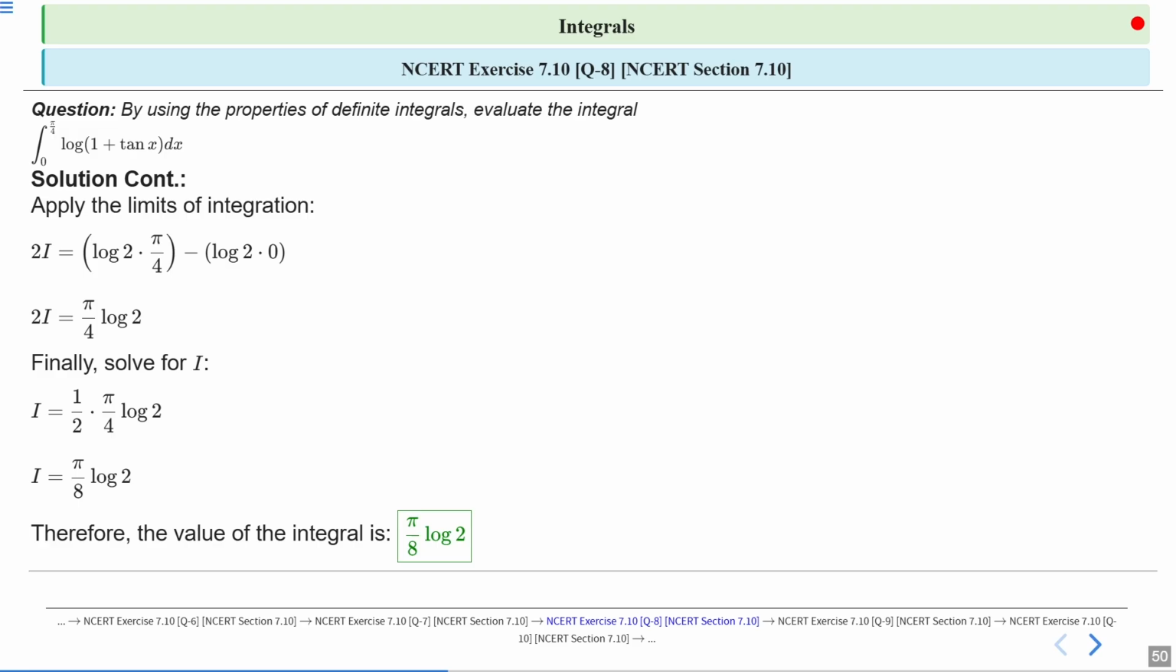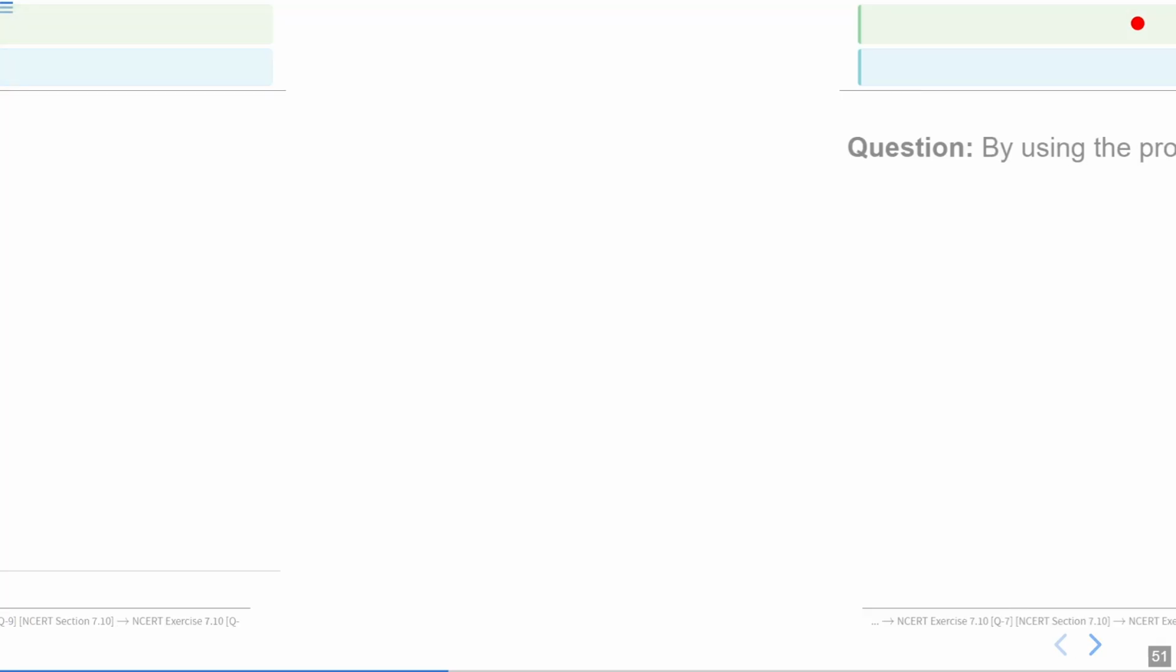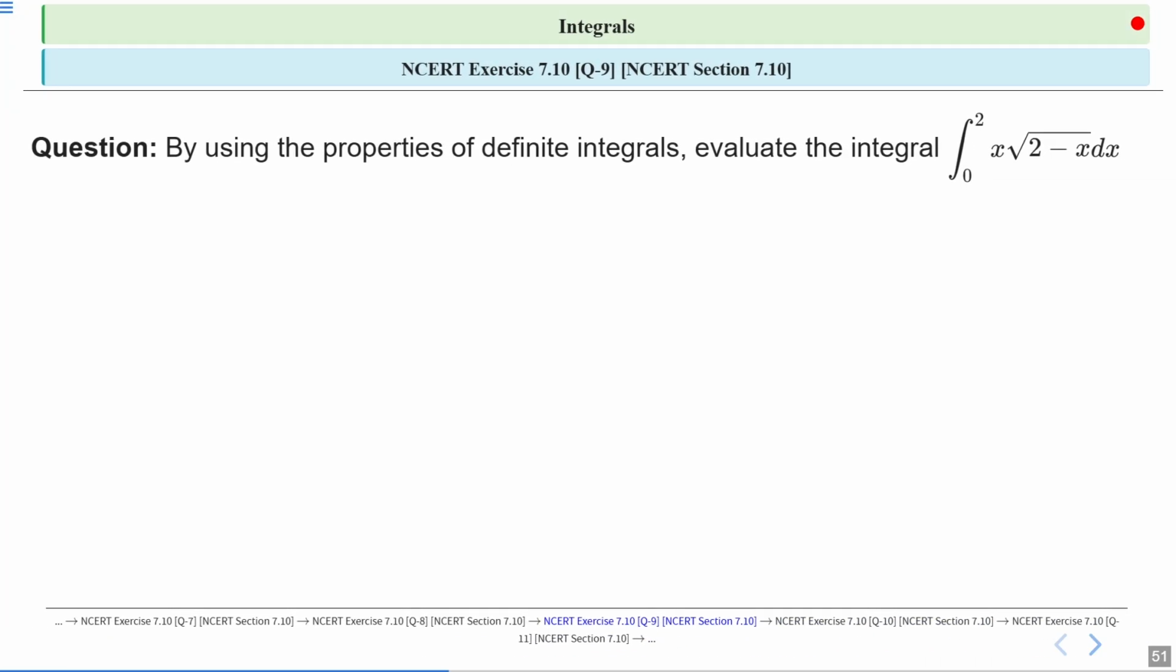Okay. Now question number 9 is: evaluate the integral from 0 to π/2 of x√(2 − x) dx. So try this question.